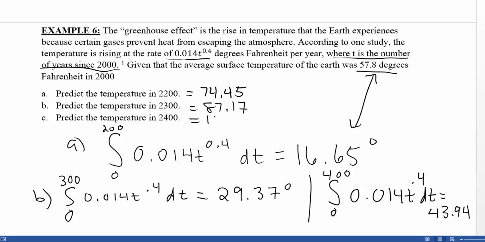101.74. So if this model is right, the predicted average surface temperature of Earth 200 years after 2000 will be 74.45, 300 years after 2000 will be 87.17, and 400 years after the year 2000 will be 101.74. And we can use this because the definite integral allows us to take the rate at which the temperature is changing and use it to make predictions about what could happen in the future.